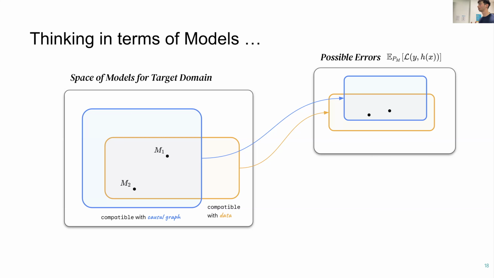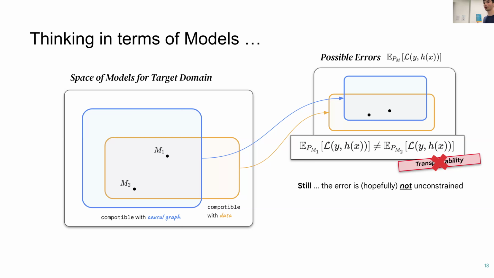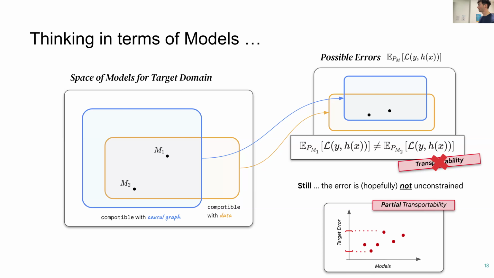The hope, however, is that the assumptions and the data you do observe do constrain the space a little bit, so things aren't arbitrary anymore, but maybe they can be bounded in some sense. And this is the notion of partial transportability, analogous to the notion of partial identifiability for causal effects, in which you're going to be looking at deriving possibly a lower bound and an upper bound on your target error.